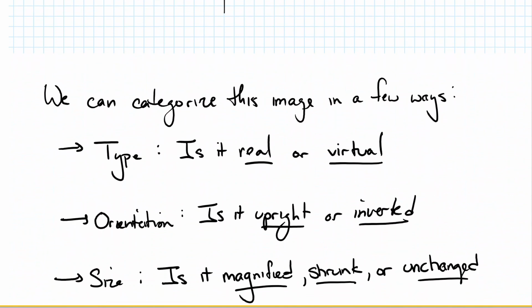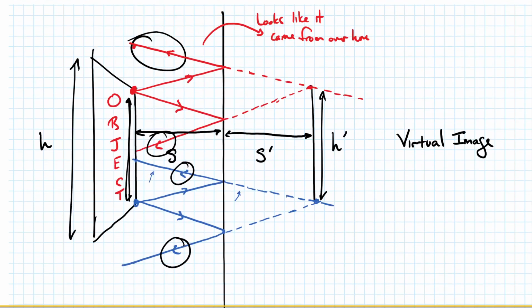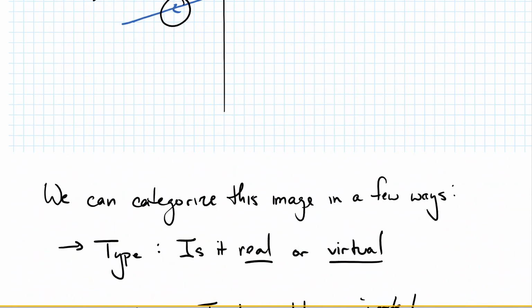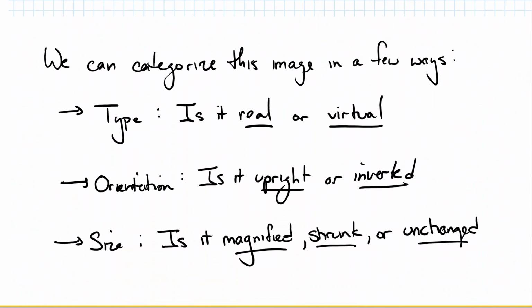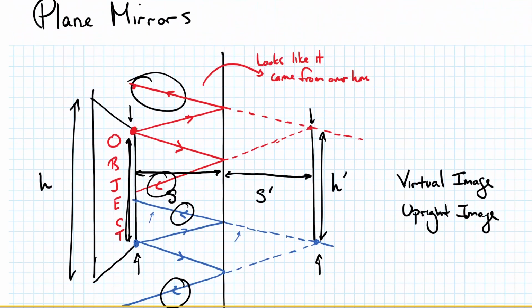We can ask, is it upright or inverted? Well, the top of the object is also the top of the image. Bottom of the object is also the bottom of the image. So this is an upright image. And we can also ask about its size. Is it magnified, shrunk, or unchanged? Well, by inspection, we got 1, 2, 3, 4, 5, 6, 7, 8, 9, 10, 11. H is about 11 blocks, and H prime is 11 blocks. So its size is unchanged.